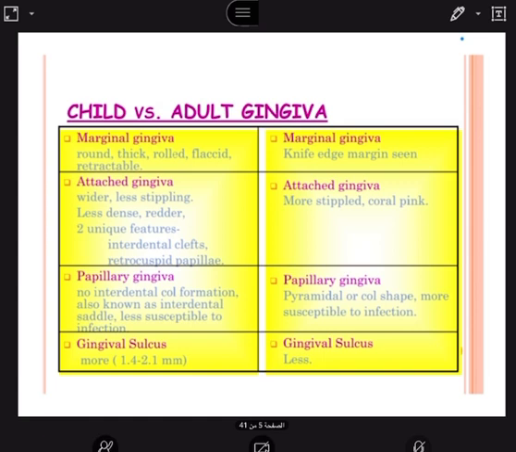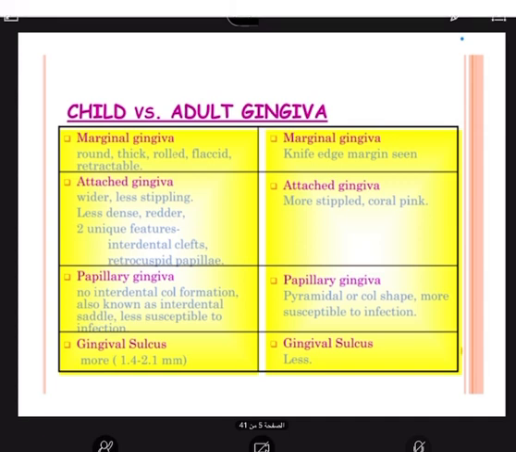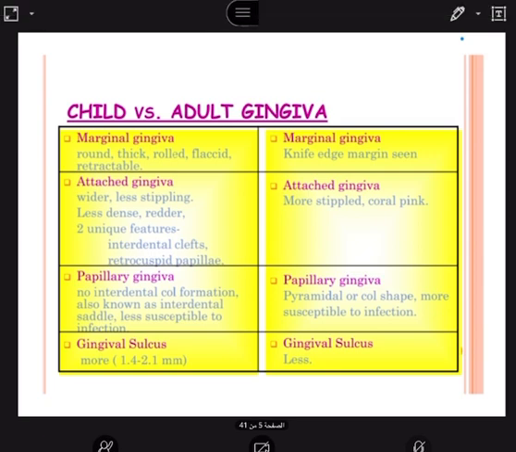So loss of stippling, or less stippling, in children doesn't mean that the child has a periodontal or gingival inflammation. It is a normal phenomenon in children. We say it because stippling is associated with keratinization, which is a sign of healthy gingiva. Studies have shown that if an individual with healthy gingiva doesn't have stippling, the absence of stippling cannot be associated with disease. You can never tell that if there is a loss of stippling, there is periodontal disease.